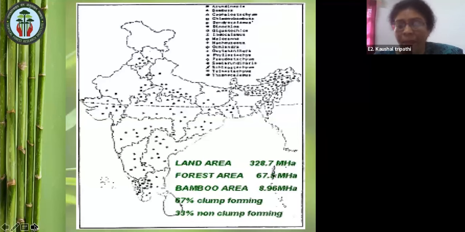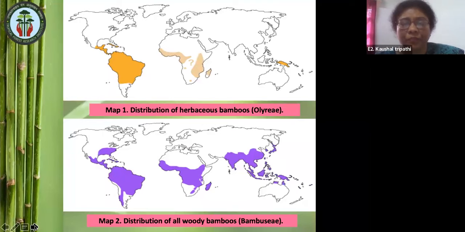Clump-forming bamboos are 67%, whereas non-clump-forming bamboos are only 33% of the area. Next slide, please. This is the map of bamboo distribution throughout the world, and this lower map is for the woody bamboos. It's found in almost all the continents except Europe. It has been introduced, but natively it is not found in Europe. Next slide, please.